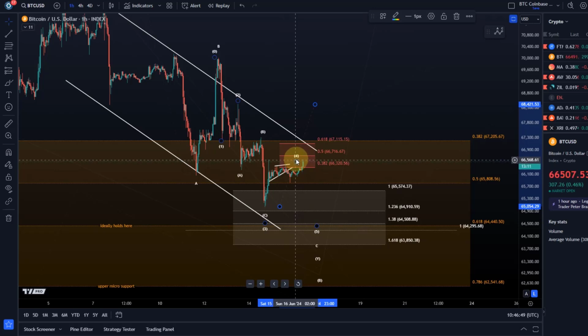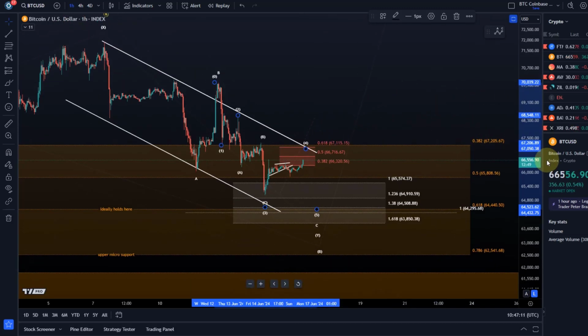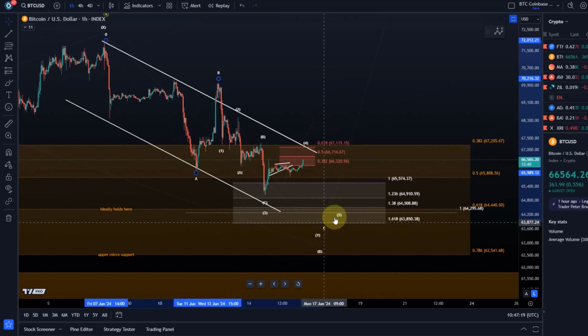Now, this is possible as a wave 4 in an ending diagonal as long as we're holding below $67,115. Any break above it will send us out of the price channel, and it will also mean that we are breaking above resistance, obviously. So it would not be, most likely at least, a wave 4 in an ending diagonal of wave C, of wave Y.